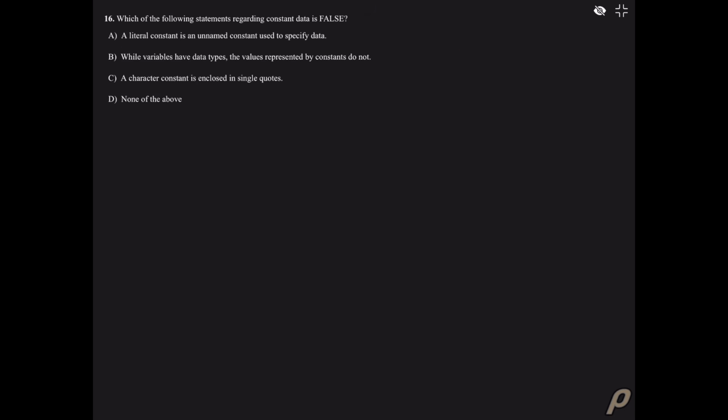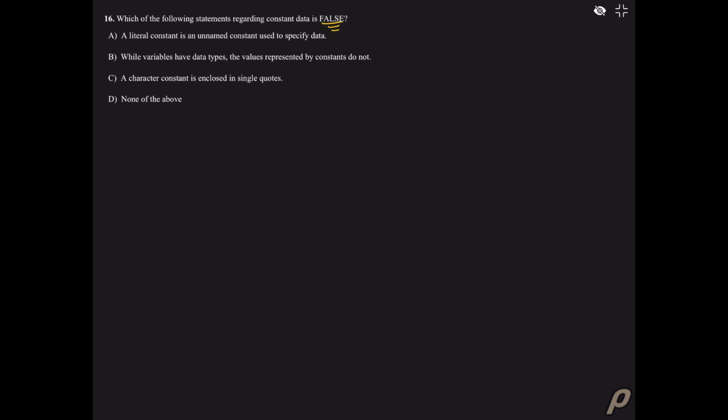All right, question 16 asks us, which of the following statements regarding constant data is false? So very important, which one is false, not which one is true. So constant data. What is constant data? This is going to be something like literal constants or defined constants. So let's take a peek at the first answer option.